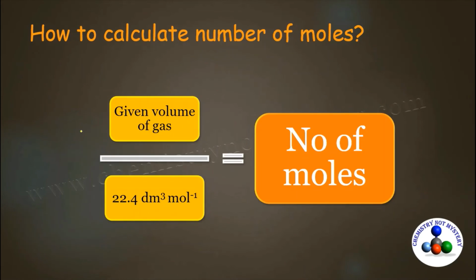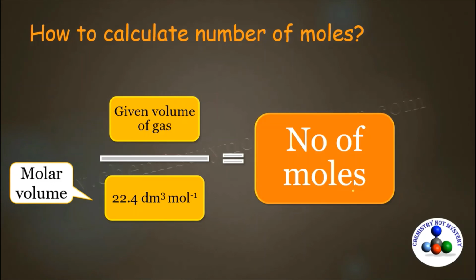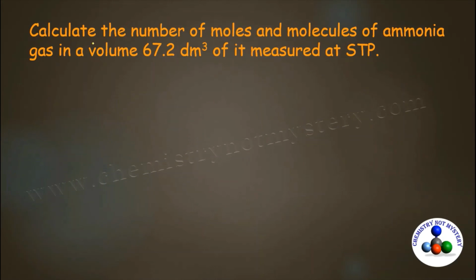Here is the formula to calculate the number of moles of a gas: given volume of a gas divided by 22.4 dm³ per mole, which is the molar volume of any gas, and you will get the number of moles. So let's use this formula. Calculate the number of moles and molecules of ammonia gas in a volume of 67.2 dm³ of it measured at STP. So we have the formula number of moles is equal to given volume divided by 22.4 dm³ per mole.